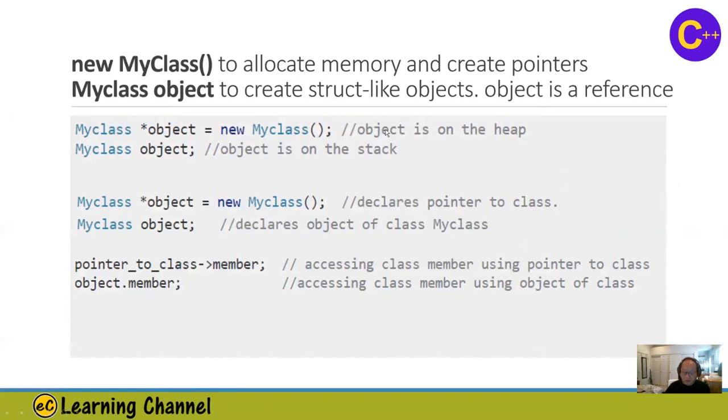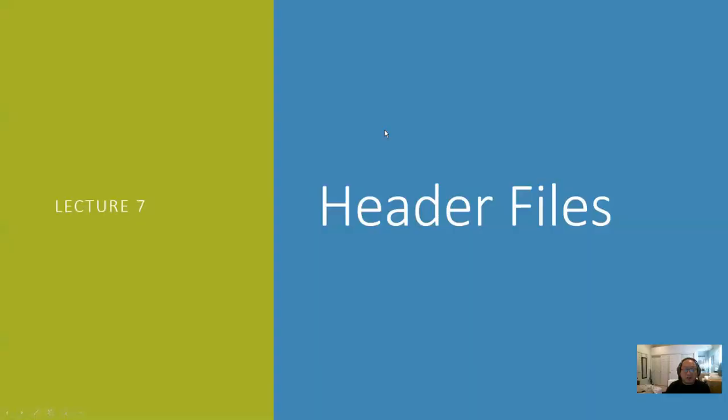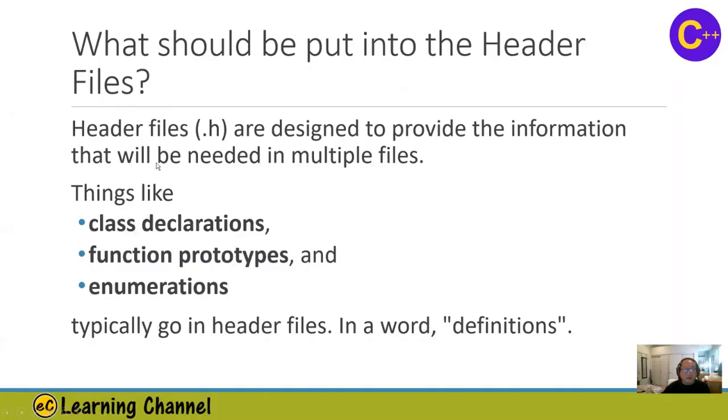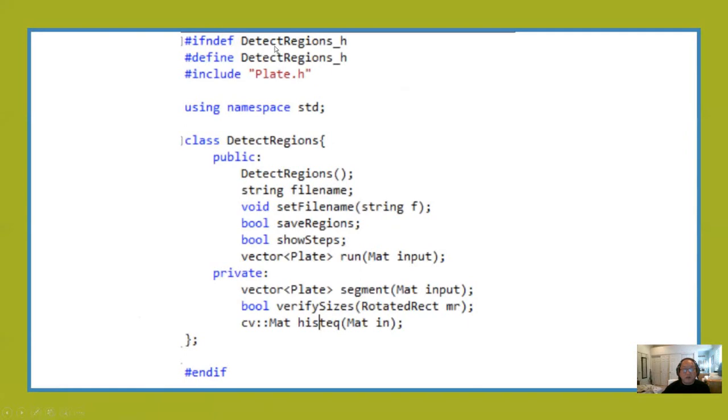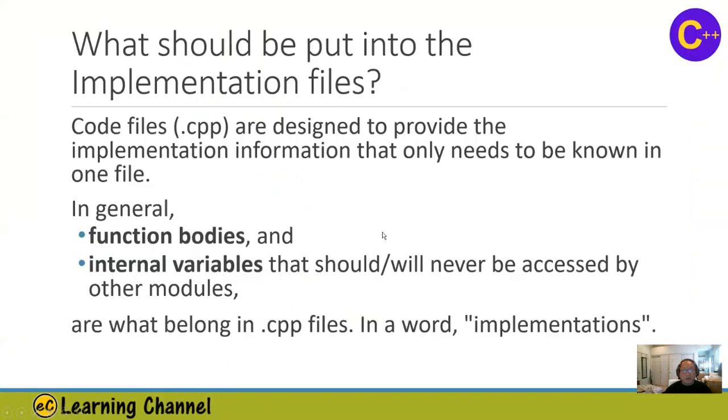So let's continue. I'll go to some linked structure today, okay? So in the header file, we usually put the class declaration, function prototype, enumeration stuff in there. We know this already. So this one is called DetectRegions. We have the constructor DetectRegions, and then file name, and set file name, save region, something like that. So we have the vector plate, okay? This should be some sort of, I think, related to license plate or something, okay?